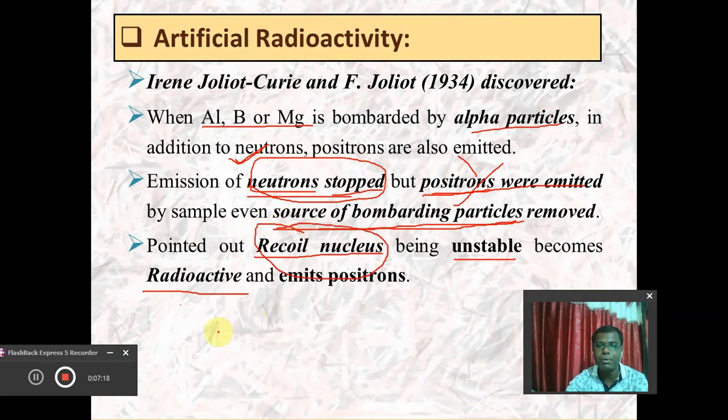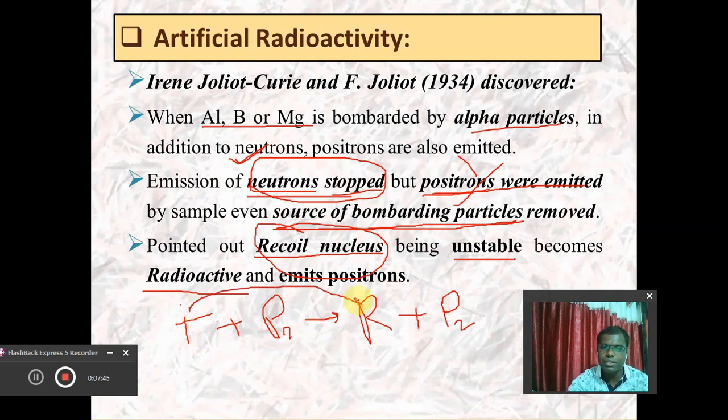In the earlier lecture we discussed that suppose this is the target and it is bombarded by means of a projectile, then it gives the formation of what? It gives the formation of recoil nucleus, plus it emits the particle called the ejected particle. So what happens in this artificial radioactivity? Initially this target gets converted into recoil nucleus. For that purpose it requires the bombarding of this P1, means projectile.